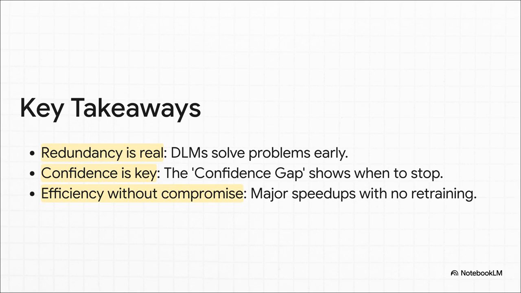First, this redundancy isn't a small thing. It's real and it's significant. These models are wasting a ton of compute. Second, that confidence gap idea turns out to be a really simple but super effective way to know when an answer is baked. And third, and maybe most importantly, this all means we can get massive speedups without the usual trade-off in quality, and, crucially, without any expensive retraining.